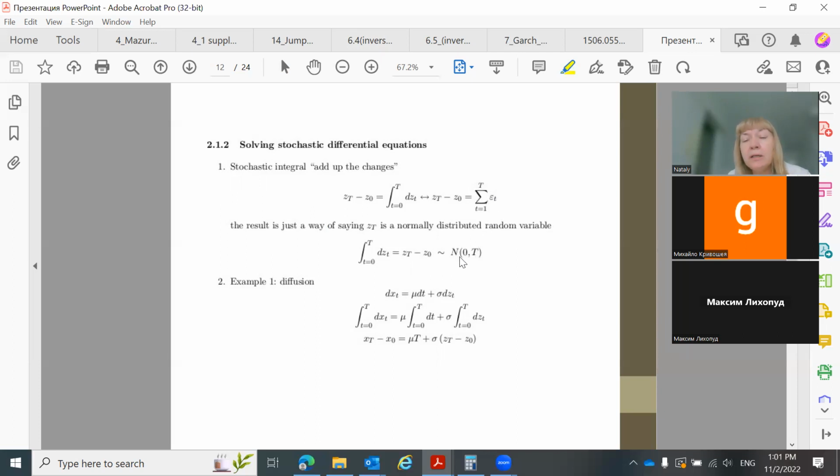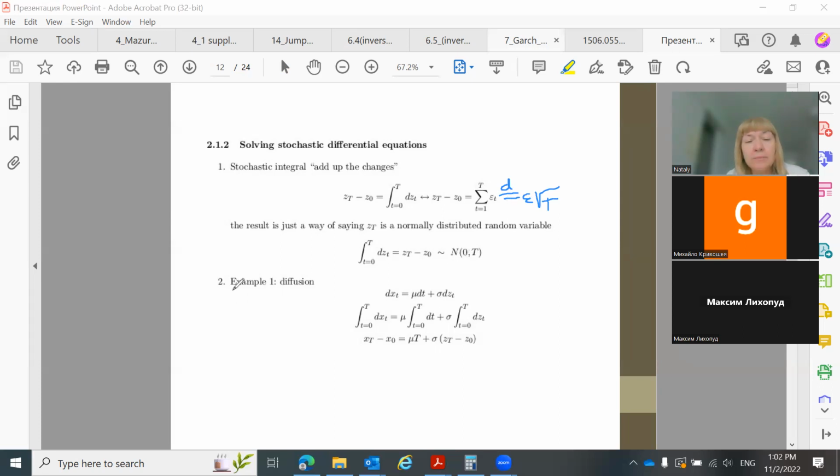So we can write these variables as the mean plus, but the mean is 0, plus epsilon times the square root of t, and this is an equivalence in distribution.